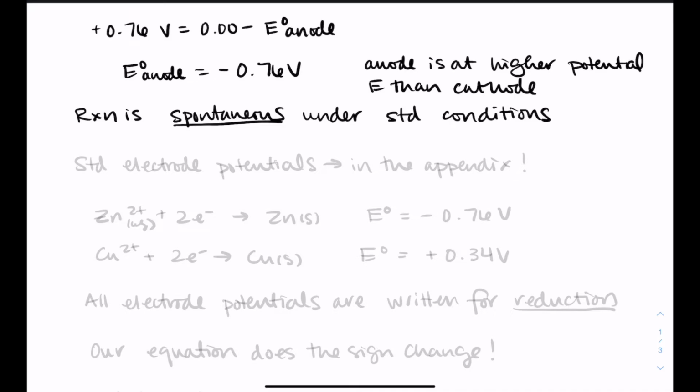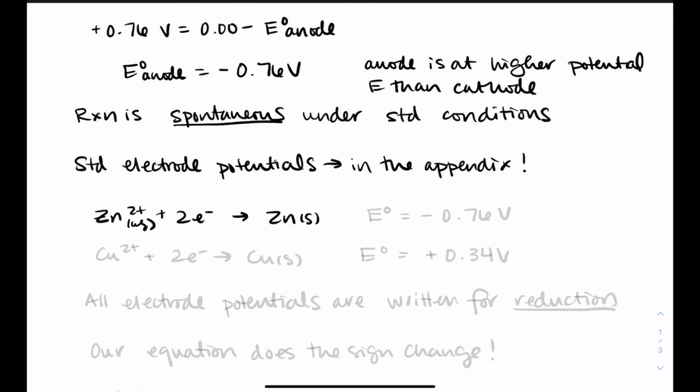So every value in the appendix comes from this type of experiment. That half cell, that half reaction was set up against the standard hydrogen electrode. The standard hydrogen electrode was set as the cathode, and we measured the voltage and calculated what the potential would be for the other side.